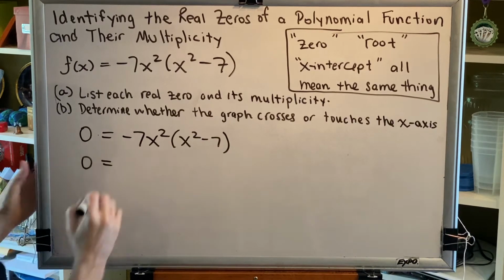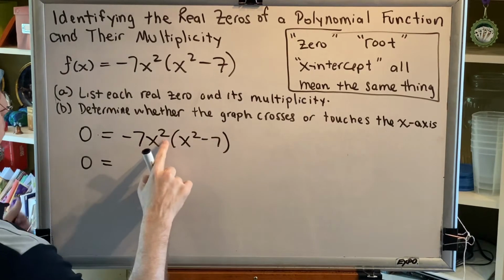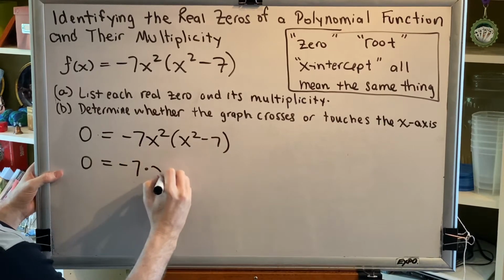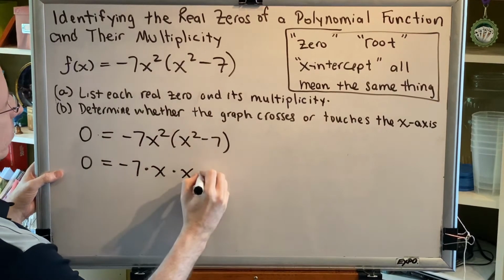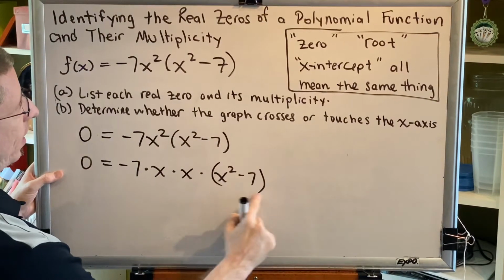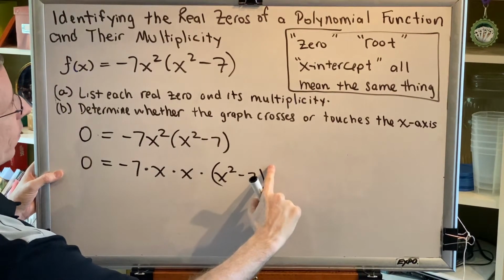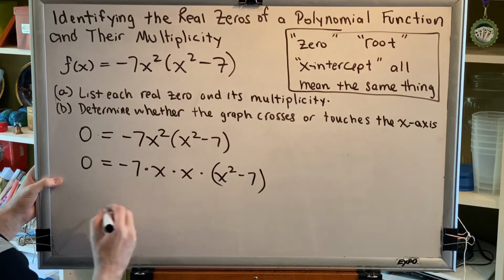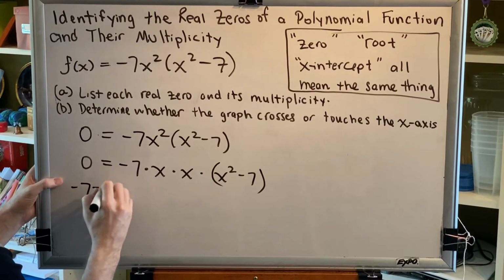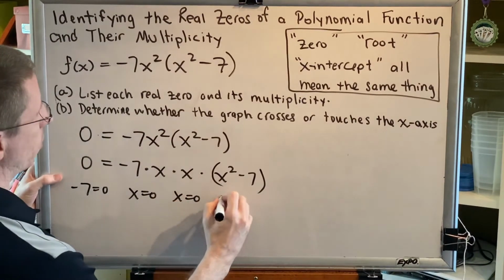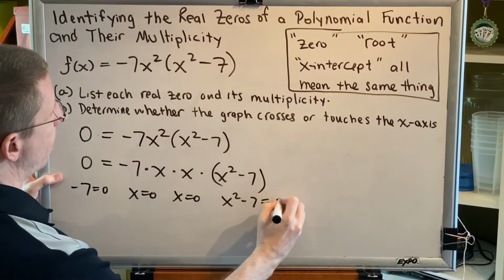All right, we're now going to write this so that it does not have any exponents on our factors. So this is a negative 7 times an x times an x times an x squared minus 7. x squared minus 7 is the factor, and it does not have an exponent. Now, by the zero product property, we set each one of these equal to 0. So we get negative 7 equals 0, x equals 0, x equals 0, and x squared minus 7 equals 0.